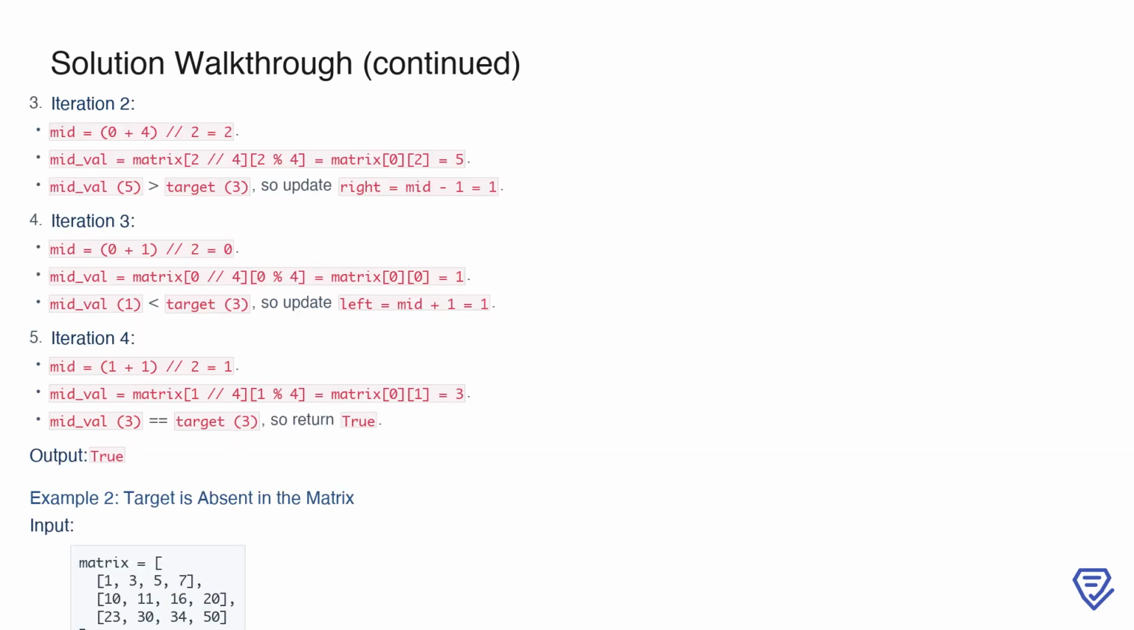With the updated search range, we proceed to the second iteration. The new midpoint is calculated as mid equals (0 + 4) // 2 equals 2, and the corresponding value in the matrix is mid_val equals matrix[2 // 4][2 % 4] equals matrix[0][2] equals 5.